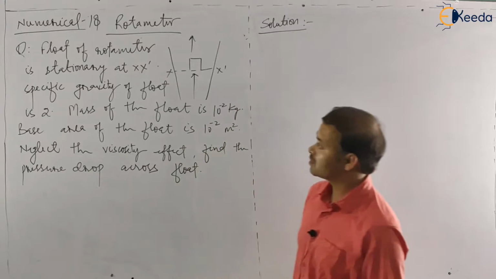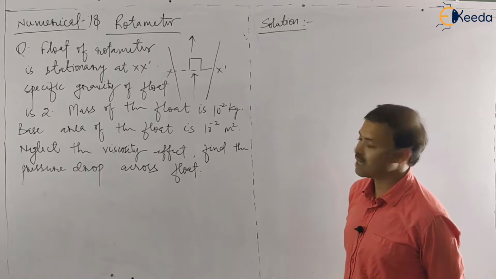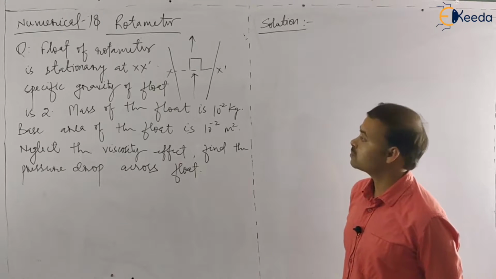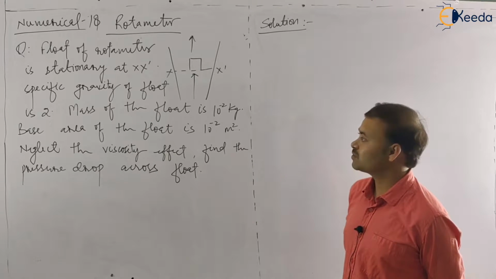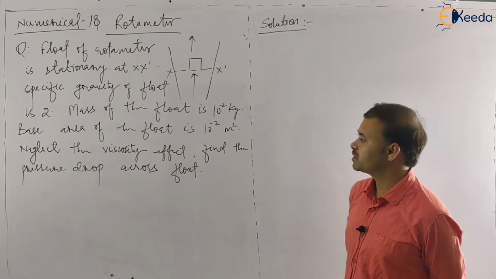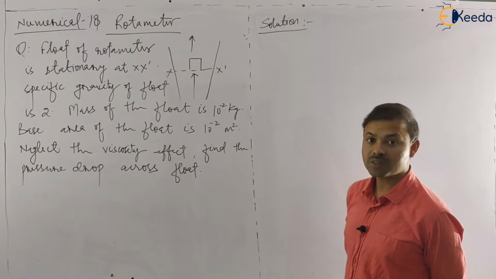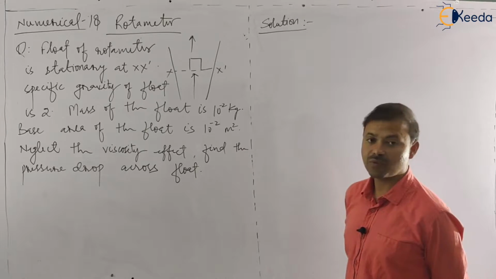The question is like this: the float of a rotameter is stationary at x dash, as shown in the figure. The specific gravity of the float is 2. The mass of the float is 10 to the power minus 2 kilogram. The base area of the float is 10 to the power minus 2 meter square. Neglect the viscosity effect. Find the pressure drop across the float.